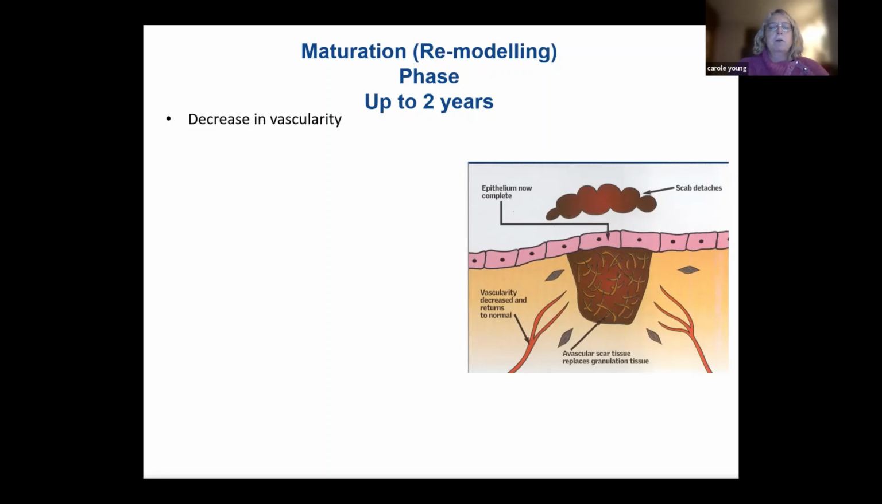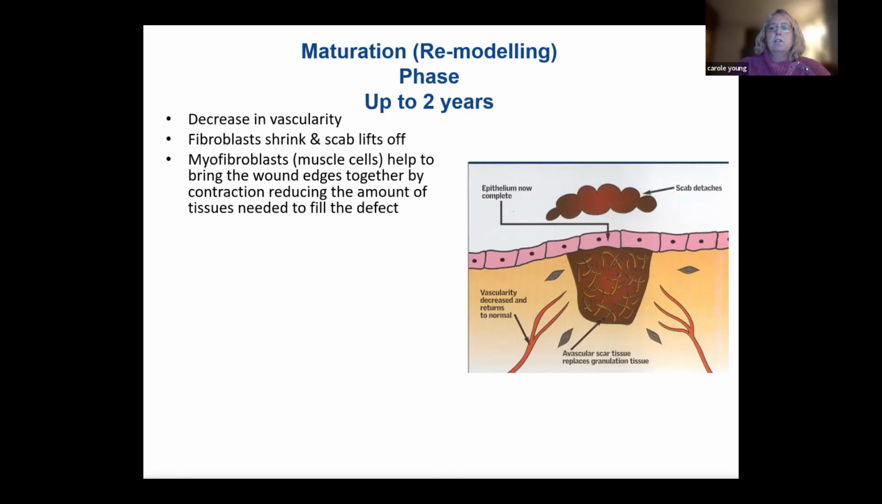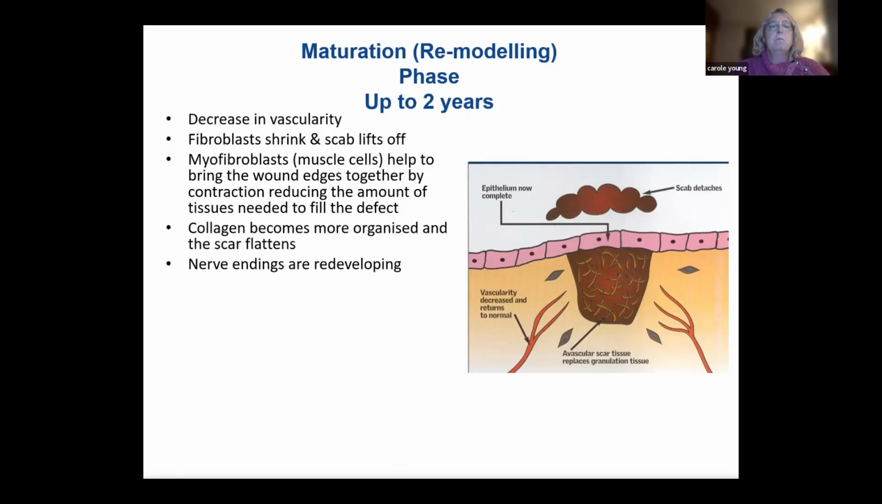The myofibroblasts that were helping with contracting the wound in will finish that contraction to ensure that the wound edges stay together. The fibroblasts and the collagen matrix that were quite haphazard before become more organized. They start to flatten down. So the scar starts quite peaked and ragged and over time flattens down. We start to see nerve endings coming back to life, and what you might hear is patients complaining of pins and needles or weird sensations in their scar tissue as those nerve endings come back to life.